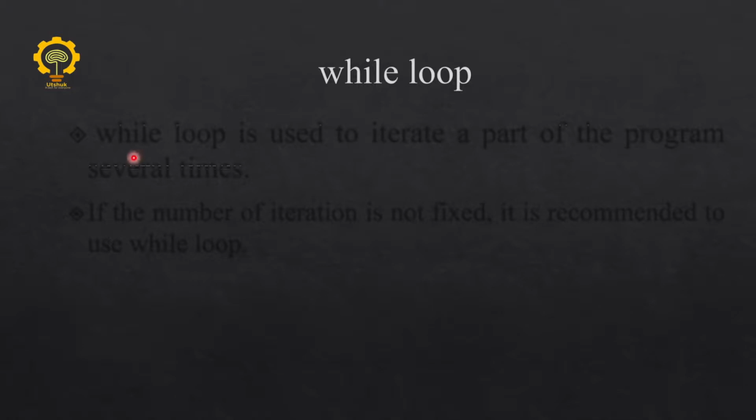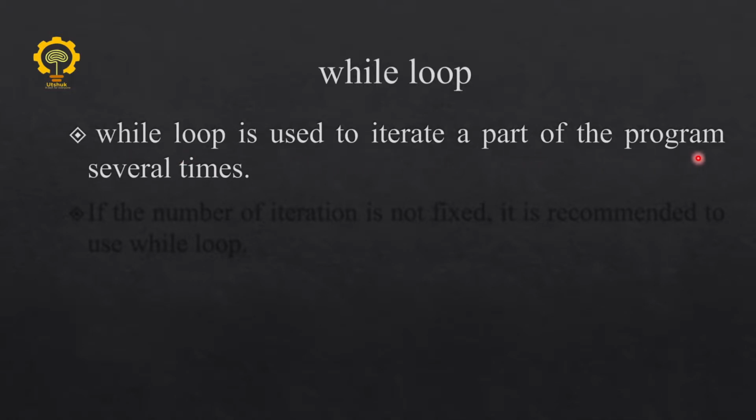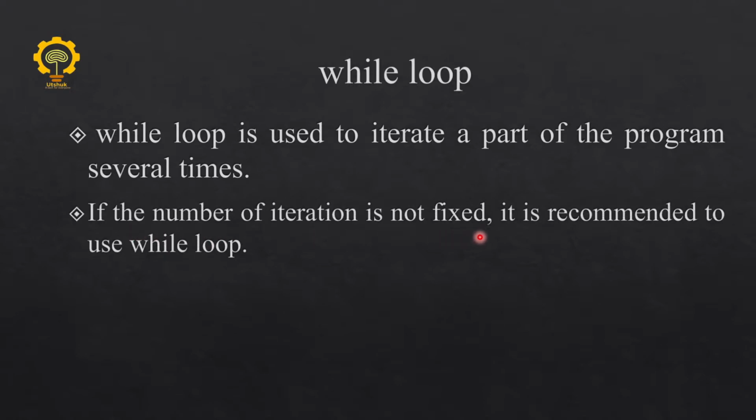While loop. While loop is used to iterate a part of the program several times. If the number of iterations is not fixed, it is recommended to use a while loop. So basically it is the same as the condition for the for loop, but if we don't know the fixed iteration or we don't know the fixed number, then we use a while loop.